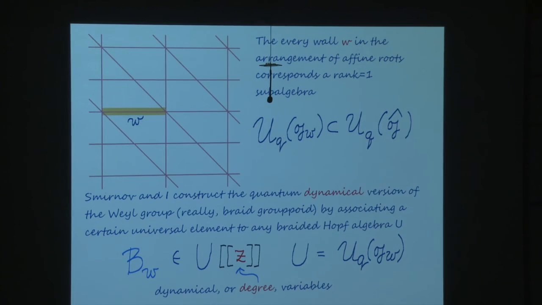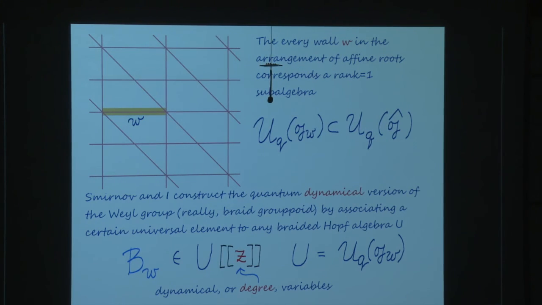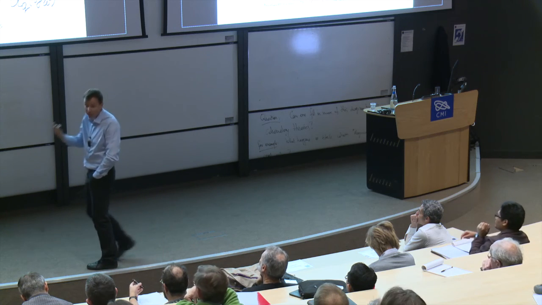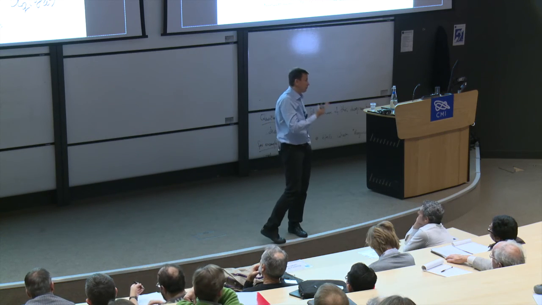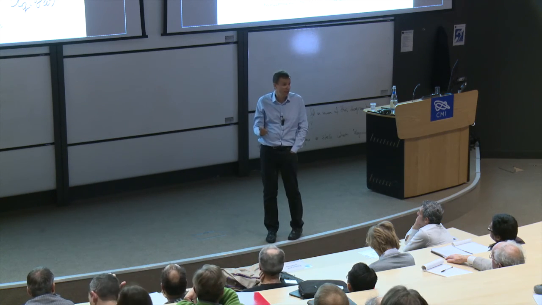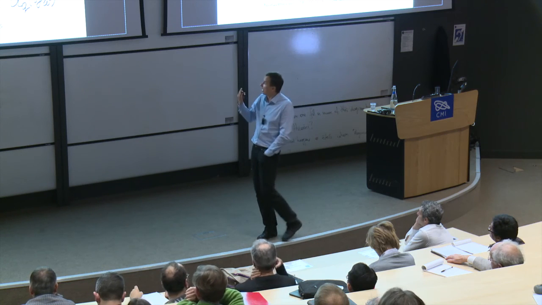And this can be remarkably defined with a completely universal formula, namely for every wall in this arrangement there corresponds a rank 1 subalgebra in the quantized loop algebra of G. And in fact, remarkably, there's some universal construction. If you give me any braided Hopf algebra, I can give you some element which would be a reflection if it was SL2, and be something else if it weren't, and it's the right thing to put.